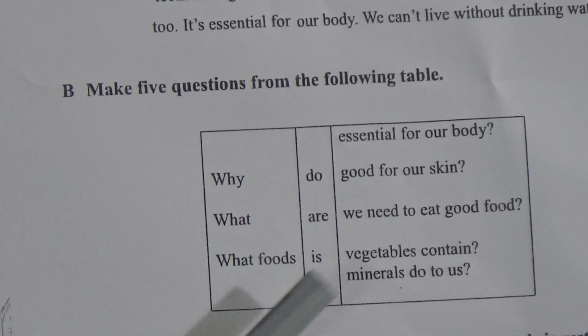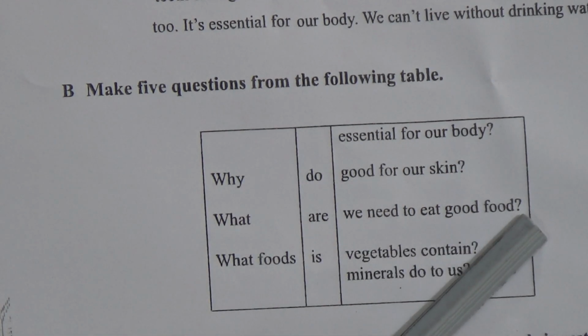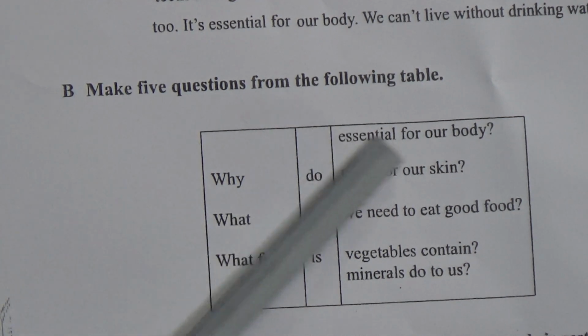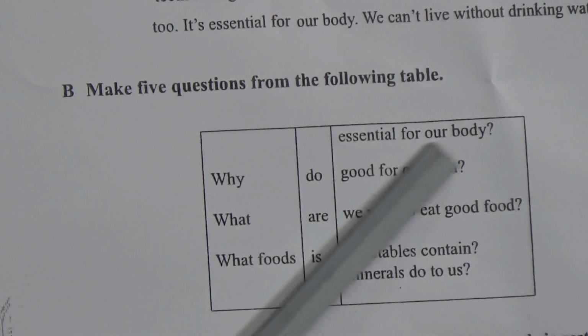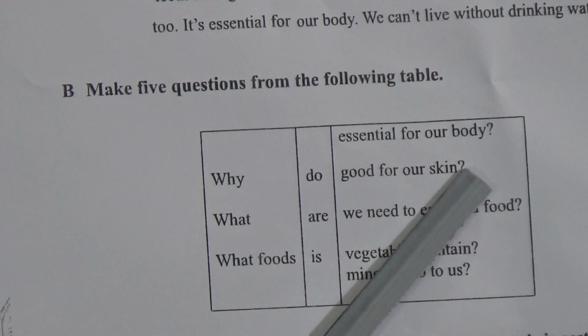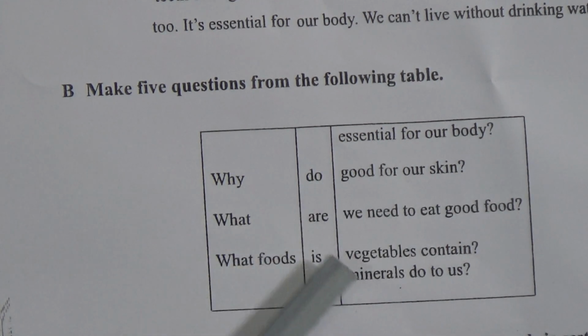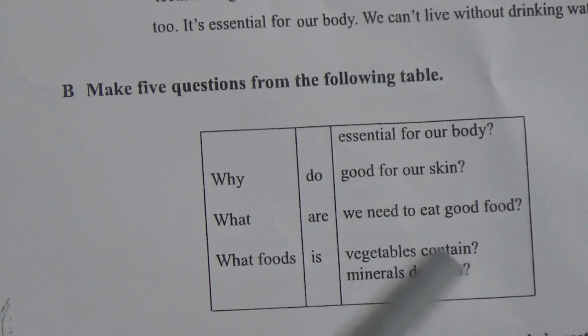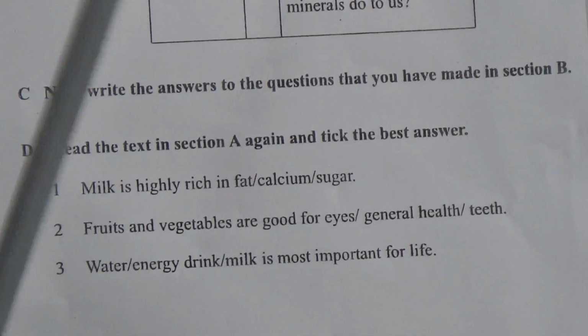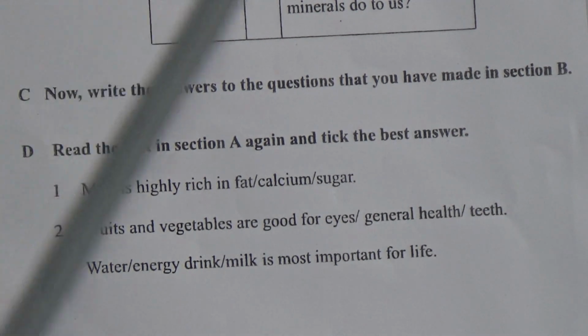So, we can start from this one: why do we need to eat good food? Then what is essential for our body? And now look, what foods are good for our skin? What do vegetables contain? And what do minerals do to us? So, you can make those 5 questions. Now look at section C: write the answers to the questions that we have made in section B. We will do it in our live class.